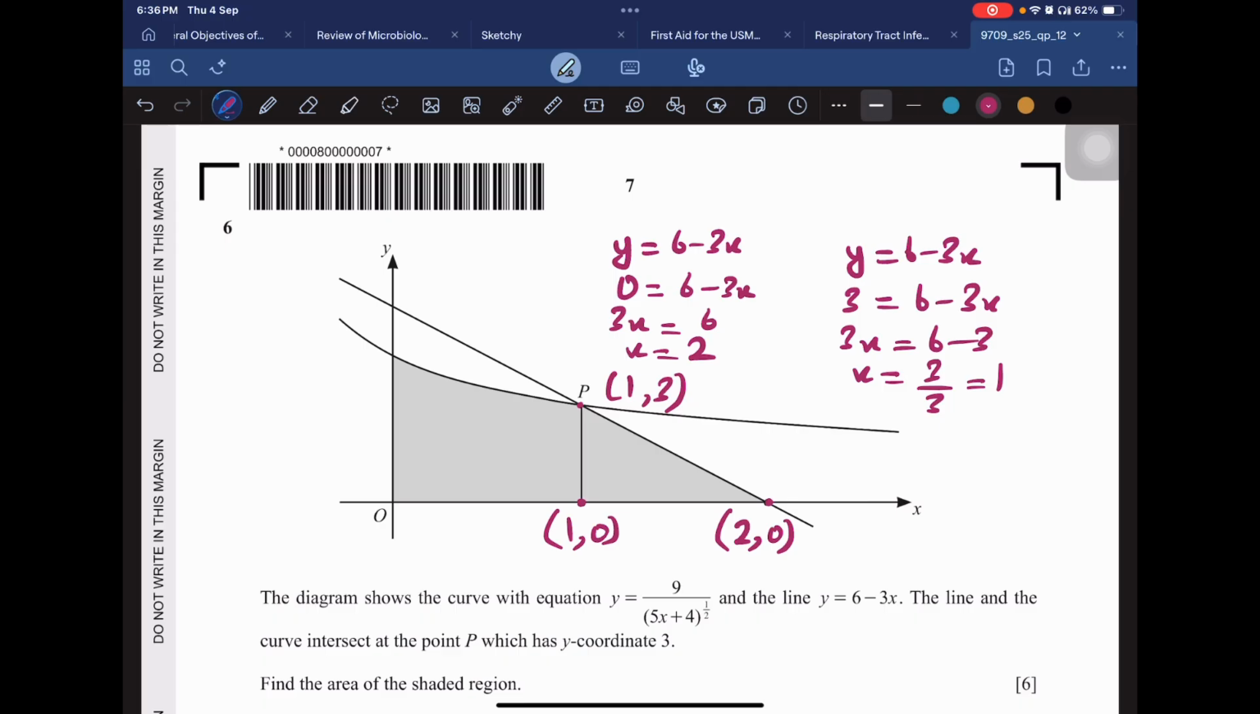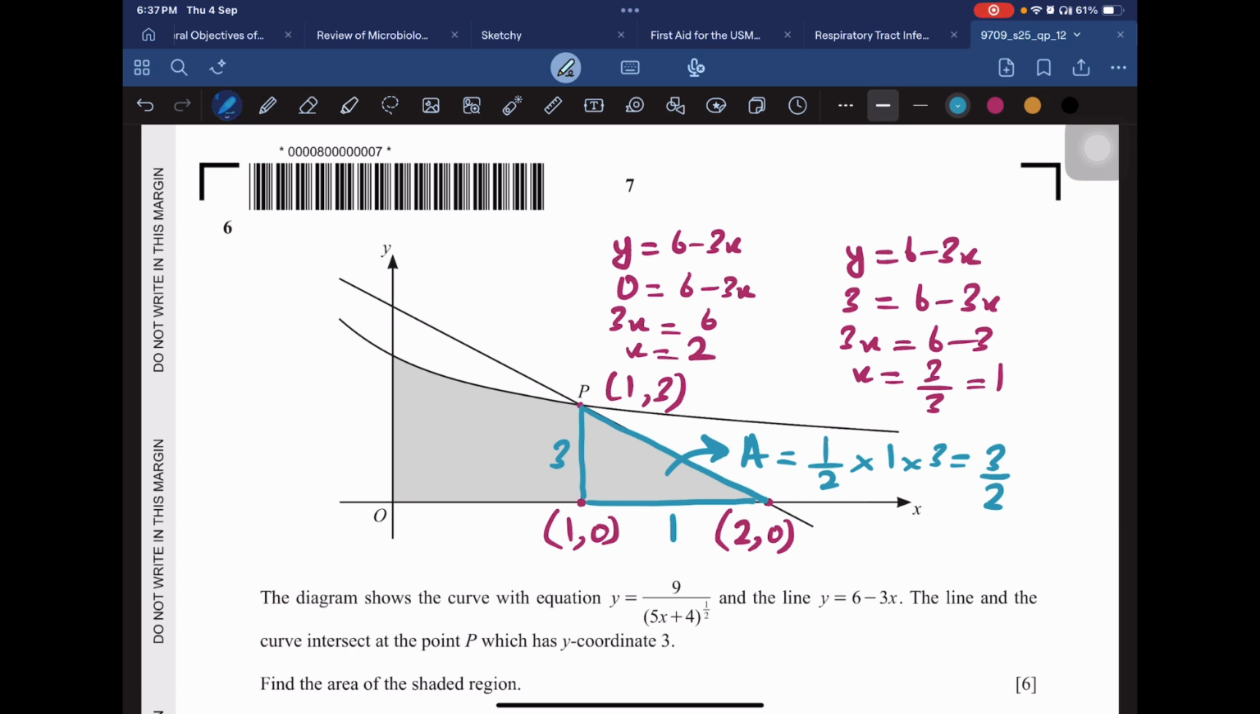So now if we look at this triangle that we have, the y coordinate of the point P is 3 and the y coordinate of this point is 0. So the height will be 3 units. For the base, the x coordinate of this point is 1, the x coordinate of this point is 2. So the distance between these 2 points is 1. The area of this triangle will be half times base times height, which is 3 upon 2.